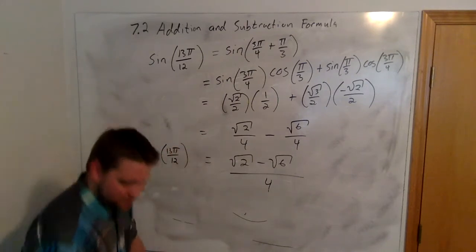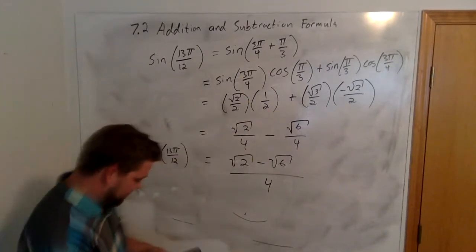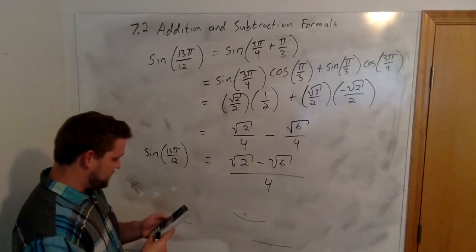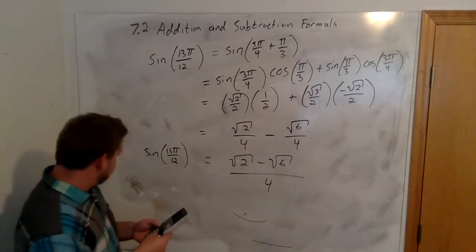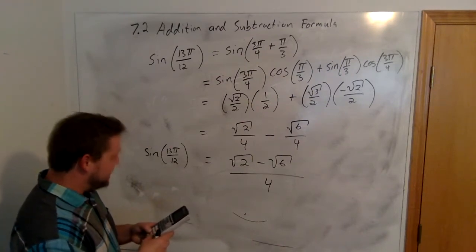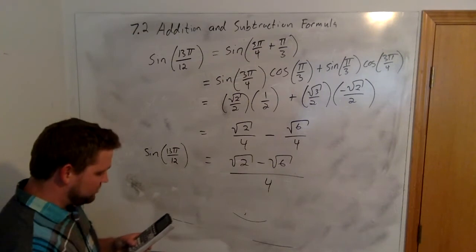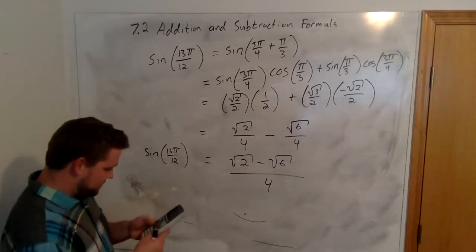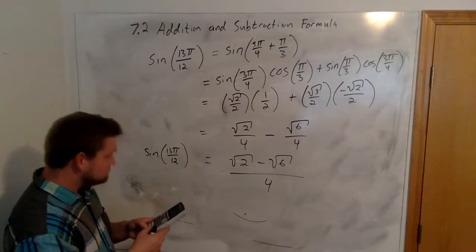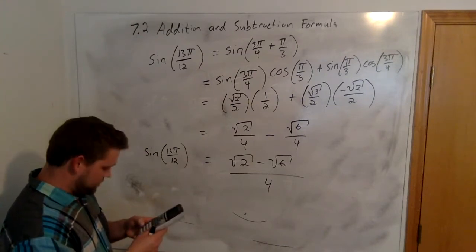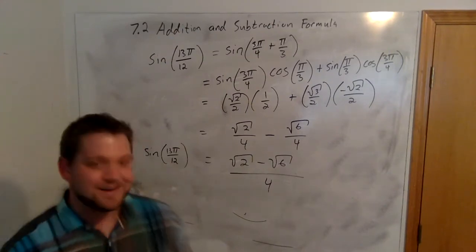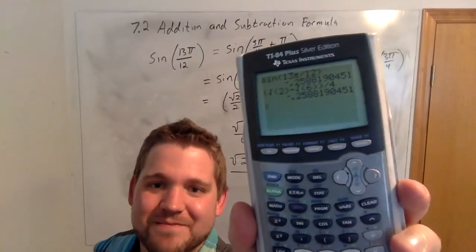Okay, let's use our calculator to check our answer. I need to make sure we're now in radian mode. So mode, switch out of degrees, back into radians. Okay, so let's do sine of 13 pi divided by 12. I'm getting about negative 0.259. And let's also do the square root of 2 minus the square root of 6, all divided by 4. They're the same. How sweet.